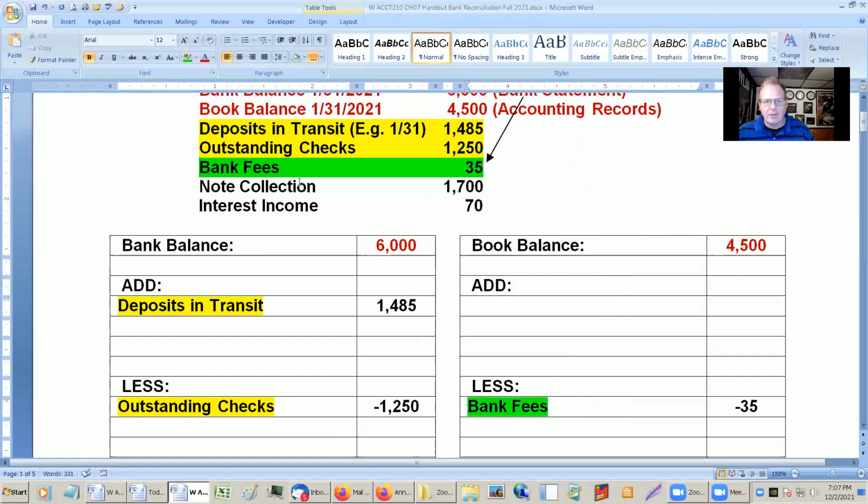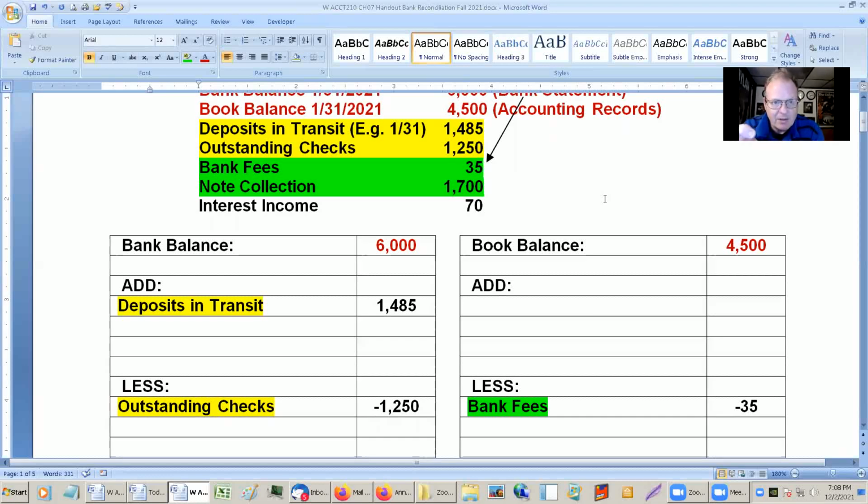Note collection, I'm going to take this one myself. What is a note? A note is very similar to a check. A check is a legal document. When you sign that check, it says whoever has that check has the right to take this money out of your account. So it's a legal document. When you sign it, it authorizes whoever has that to get the money out of your account.